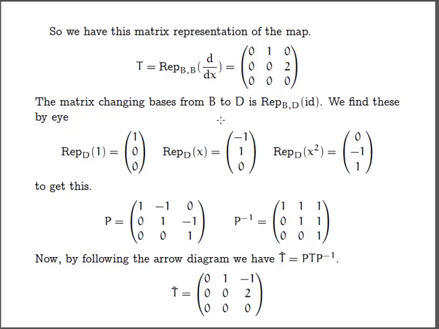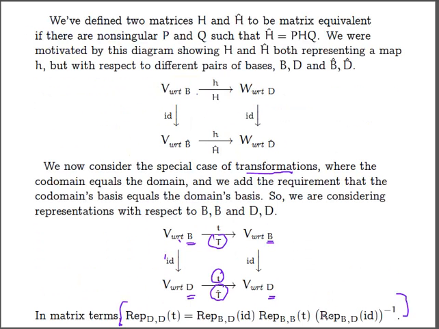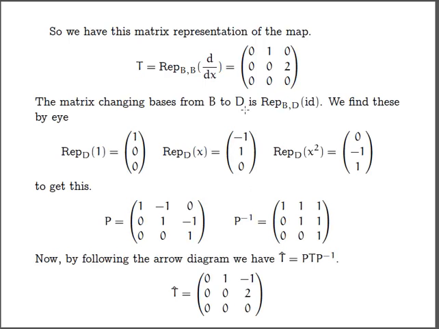Remember our expression here, that we're going to have to sandwich this with the representation BD of the identity inverse and the representation BD of the identity. So we need to find this matrix representation BD of the identity. So this is how we're going to continue.